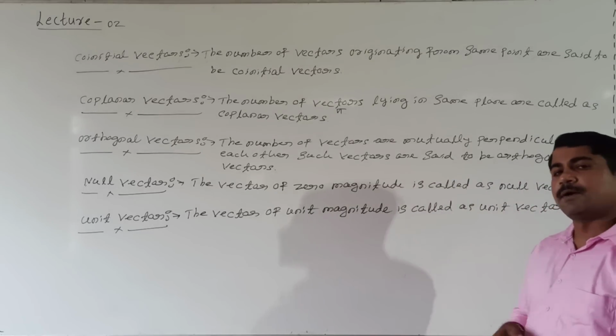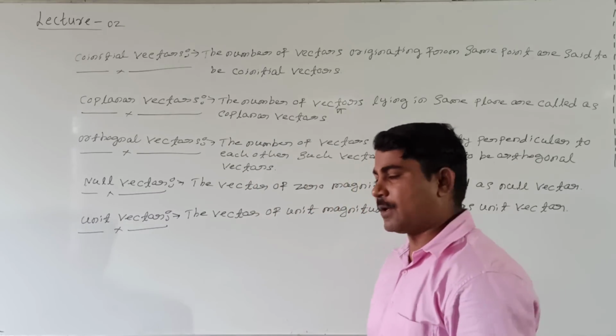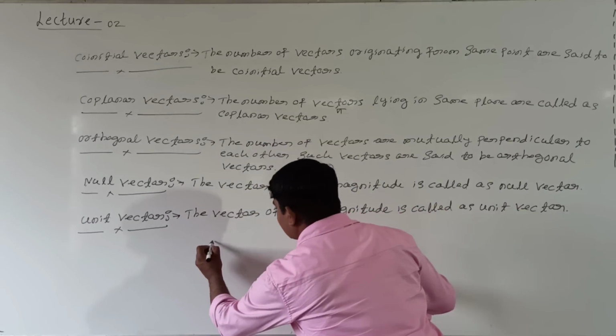See here. How do we represent a unit vector? It is very important. Look at me here. Shall I take a vector? This is one vector.